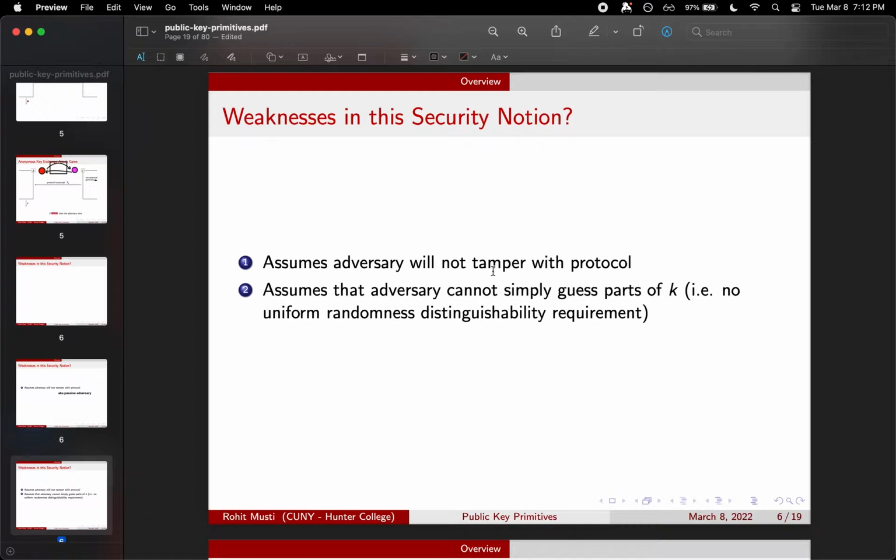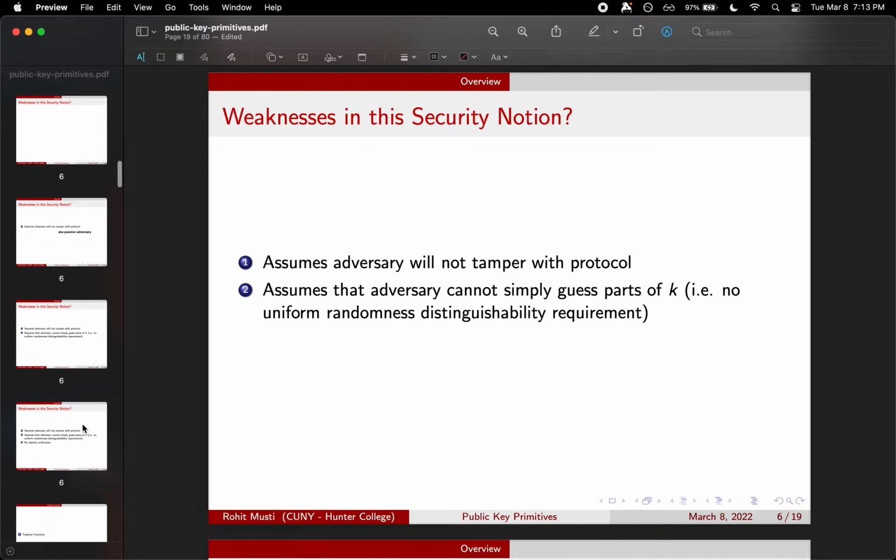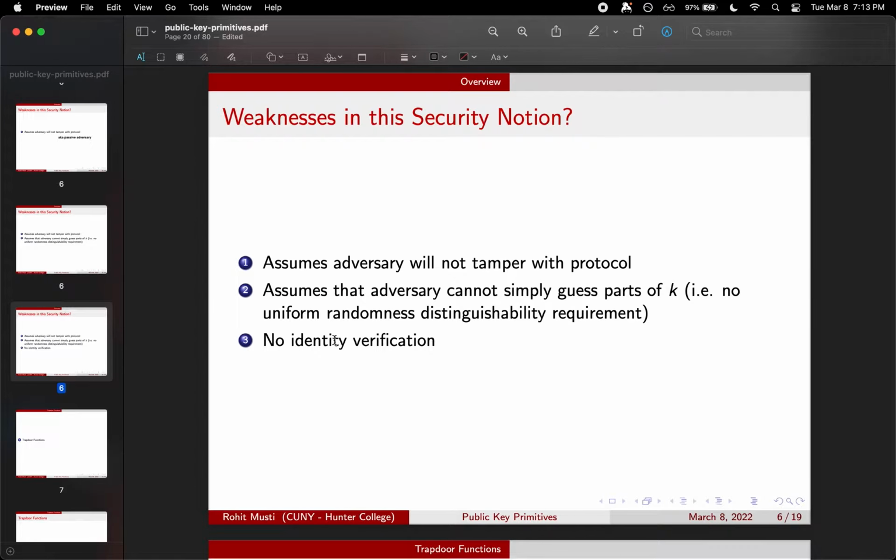A second weakness is that this assumes that the adversary cannot simply guess parts of K. There's no uniform random distinguishability requirement. You can imagine if you have a one-time pad and you know half the one-time pad, you can decrypt half the message. So this protocol makes no assumptions on the adversary not being able to guess part of the key K. Also, there is no identity verification. And as we discussed earlier, this identity verification is important.